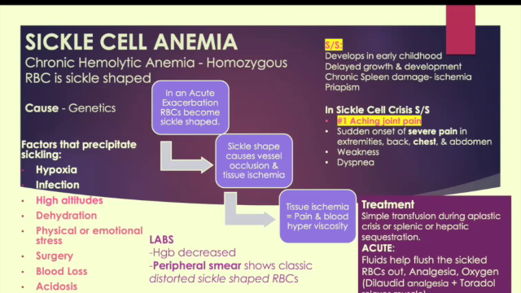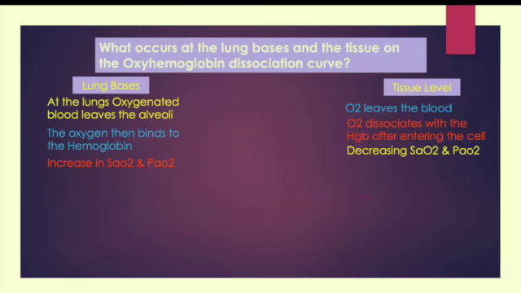With these patients, again, hemoglobin is decreased, and then you would need to see a peripheral smear of this patient to diagnose that they have the distorted sickle-shaped RBCs. Remember, what occurs at the lung bases and the tissue on a hemoglobin dissociation curve is something that I think it is important for us to know. Something that we commonly hear is the shift to the right. This is when the hemoglobin has reduced affinity for oxygen, and it's making it easier for the oxygen to be released. Okay, so that's shift to the right.